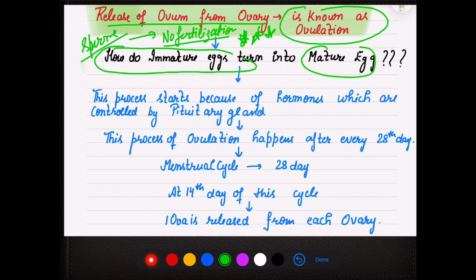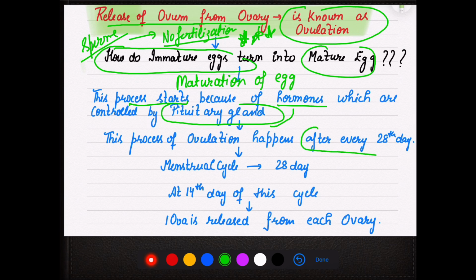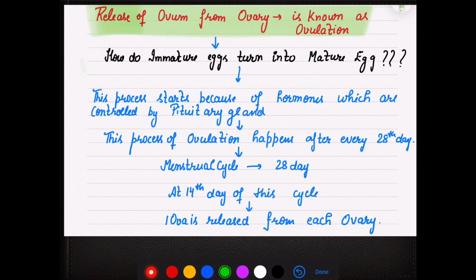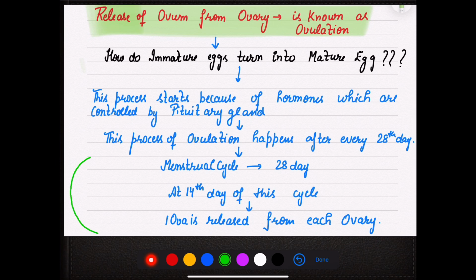I already told you that this process of maturation of egg, it starts because of the hormones estrogen and progesterone, and these hormones, they are under the control of pituitary gland. Now when this ova is released, it happens after every 28th day. There is a cycle. See, this is a menstruational cycle. If I make it like this, 1 2 3 4 5 6, let me make it again, right, because this otherwise will not be clear to you.